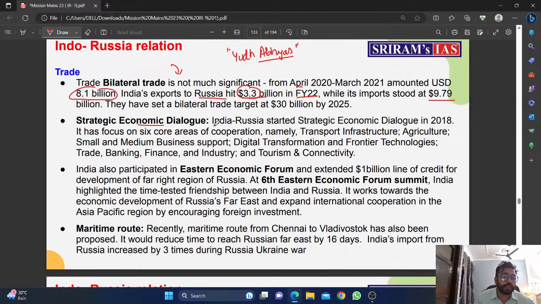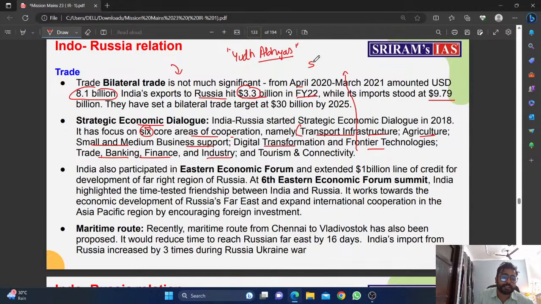Now what is the strategic economic dialogue? India and Russia have started the strategic economic dialogue from 2018, where both countries are engaging in 6 core areas of cooperation. Now what are the 6 core areas? Transport, infrastructure, agriculture, MSME business, then digital transformation, frontier technology, trade, banking, tourism, and yes guys, strategic economic dialogue.